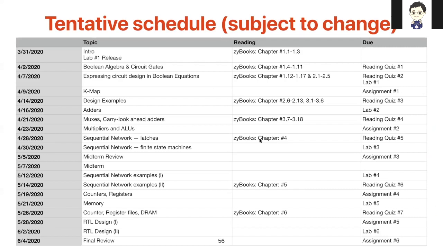So this is the tentative schedule. You can also find the same on the website. For the schedule, you can see that after today, before almost every lecture, we have a few things due. So make sure that you go to our website and check the deadlines carefully.